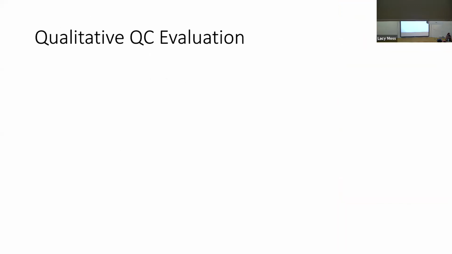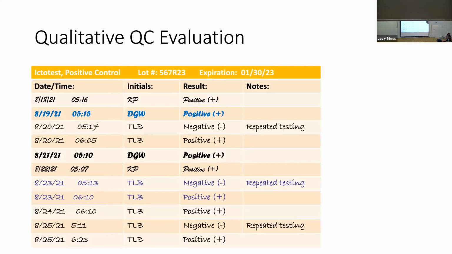So for qualitative QC evaluation, we're going to look at a little example here. This is a little log in the lab of an ICTO test, which I've told you is annoying to read. And honestly to set up, because you're trying to get this little droplet to fall off the tablet and it doesn't want to fall off onto the pad. So we have our lot number and our expiration date. We're good for expiration date. We can track it over time.